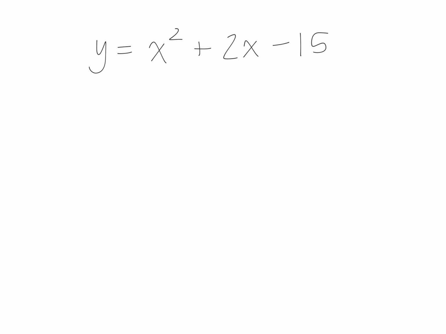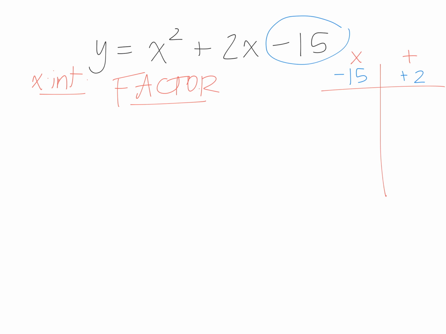Okay, so now we are looking for the x-intercepts. Okay? To find the x-intercepts, the first thing you have to do is factor. Okay, this is back to what we learned before. We have to factor. We know there's no greatest common factor. It's not a difference of squares, so we're going to use the factor sum.